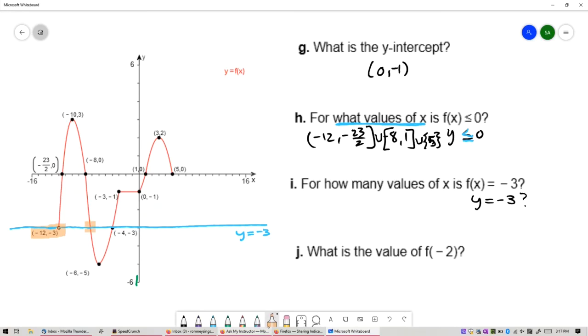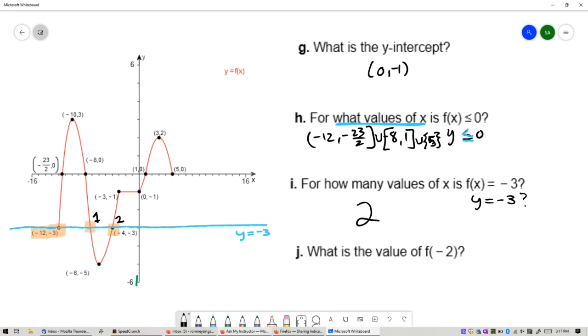Here we have a point that crosses the line y equals -3, but it's not labeled. And even though it's not labeled, it is part of the graph because it's on the line. So we are going to include that as one of our intersection points. And then we have this point here, which is labeled as -4, -3. So that's our second intersection point. So we have two values of x where y is equal to -3 on this graph.